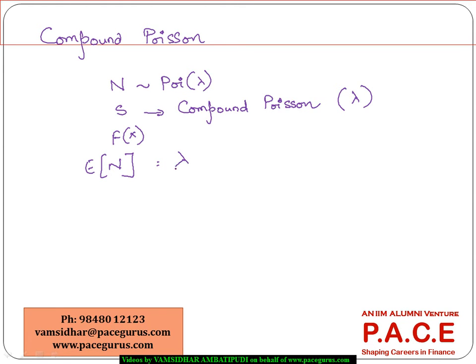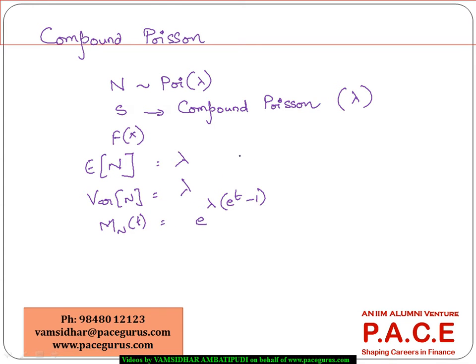Expected value of N is lambda. The variance of N is lambda. Right from the Poisson distribution I am directly using. The moment generating function of N is again the moment generating function of the Poisson distribution, which is e to the power of lambda times (e to the power t minus 1).